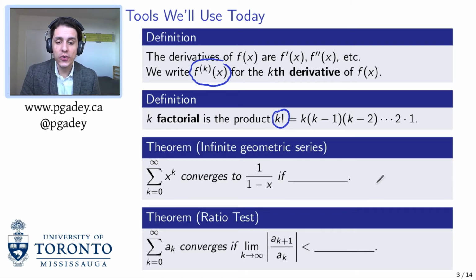Previously, we've seen a test for infinite geometric series. So when does an infinite geometric series converge to 1 over 1 minus x? It converges when the absolute value of x is less than 1. And we're also going to use the ratio test. A series converges if the limit of consecutive terms a sub k plus 1 over a sub k is less than 1. So these are some of the tools we're going to use today. We'll talk about kth derivatives, factorials, the infinite geometric series, as well as the ratio test. But those will come later in the talk.